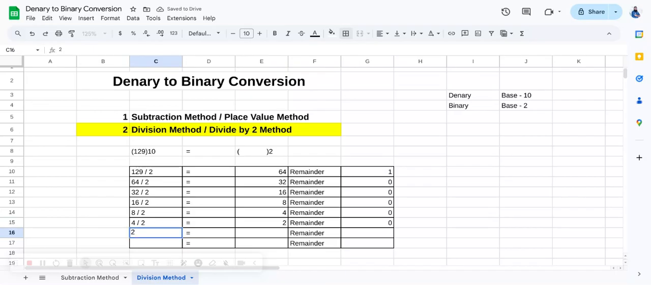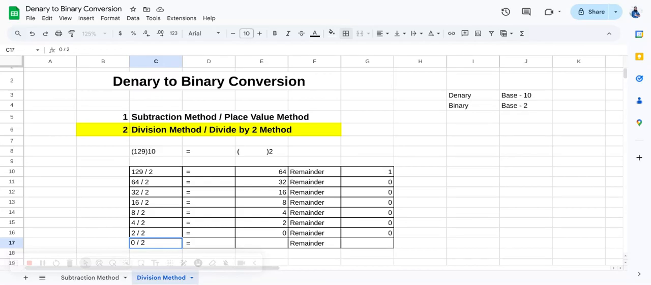And now we have 2 divided by 2, the answer is 0. When we are getting 0, it means there is no remainder, so we will write 0. In the last step, we are going to divide this 0 by 2. We are not going to write some other number, we always use the number from the previous step in the next row. Whatever number comes after dividing by 2, we move it to the next row.